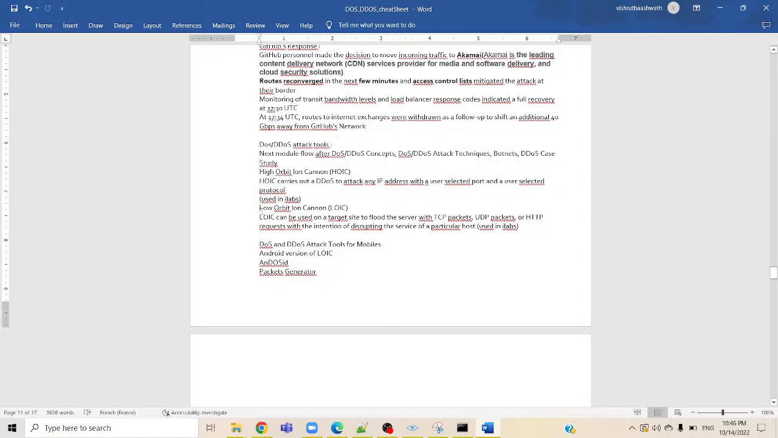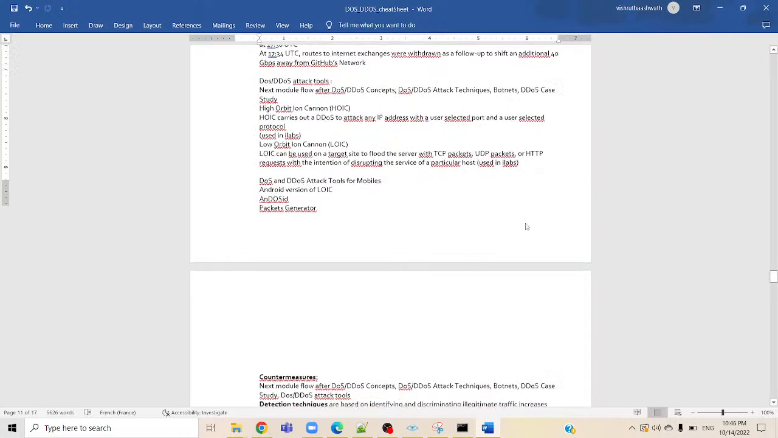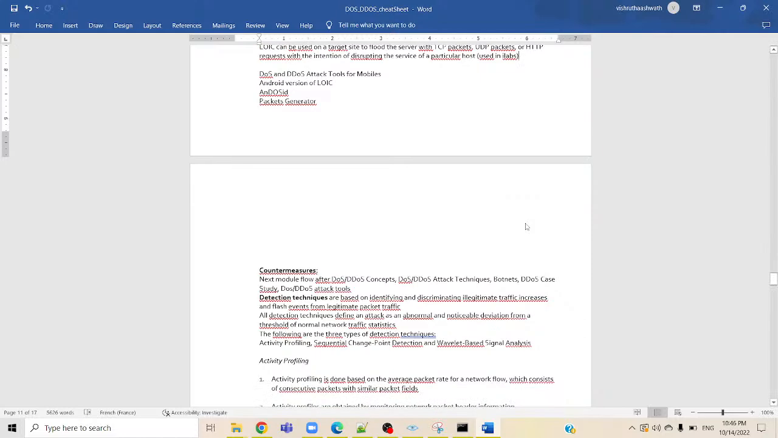Low Orbit Ion Cannon (LOIC). LOIC can be used on a target site to flood the server with TCP packets, UDP packets, or HTTP requests with the intention of disrupting the service of a particular host. This is also used in hacking labs. DoS and DDoS attack tools for mobiles: Android version of LOIC and DroidSheep, a packet generator.